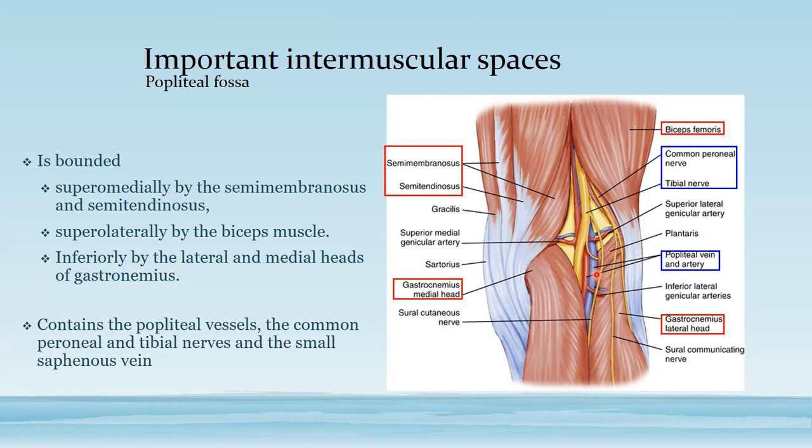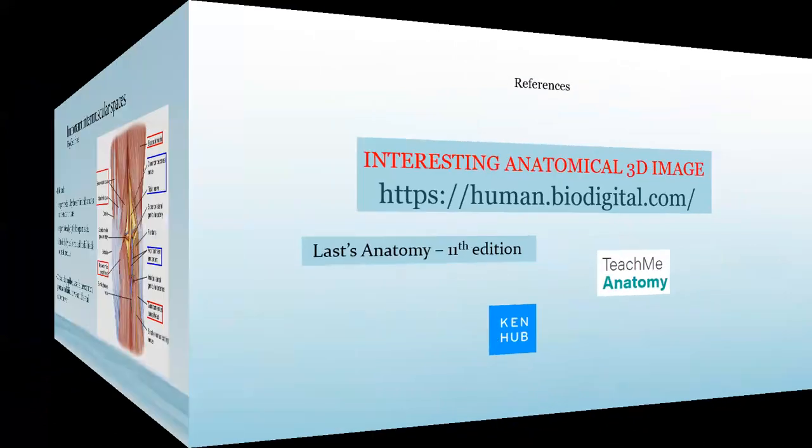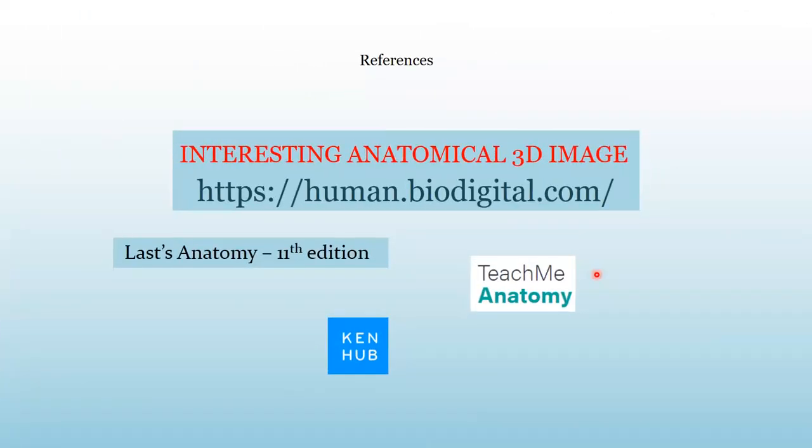For all these intermuscular spaces, you have to know their boundaries, their contents, their roof, if there is one, and the floor of the spaces. I think that's all for today, that's all for the muscles of the lower limb.